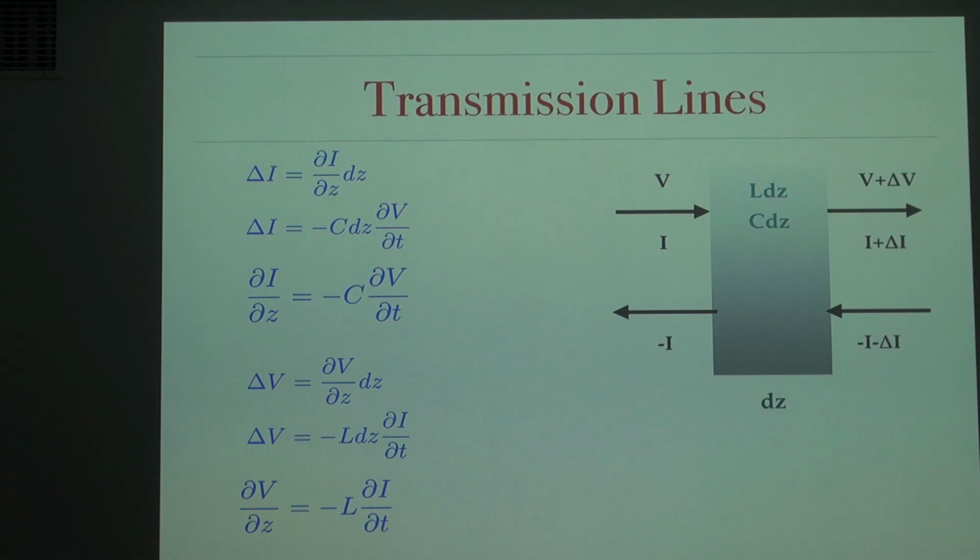Let's take the equation for the voltage. We have a first derivative of a voltage with respect to z, and let me calculate now the second derivative of that voltage, but now with respect to time. Then on the right-hand side, I will get the second derivative of the current with respect to time.